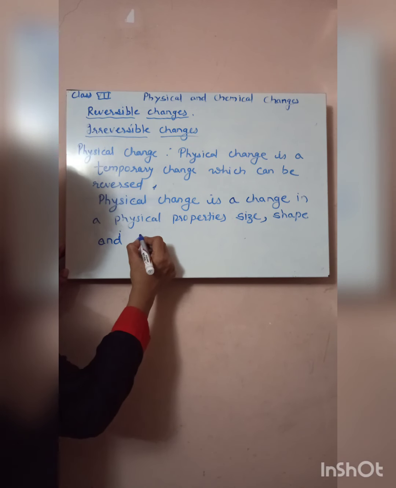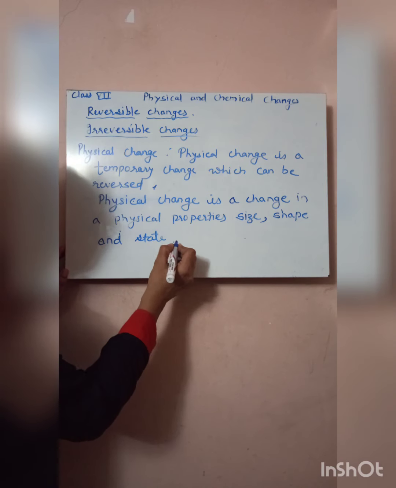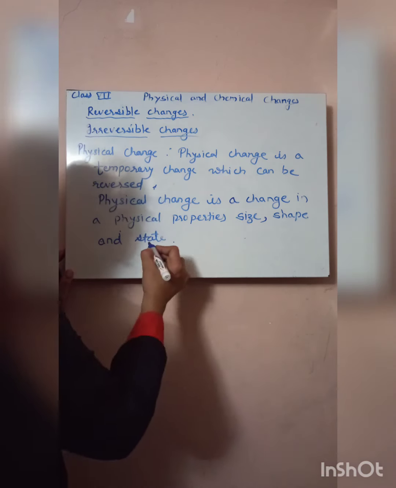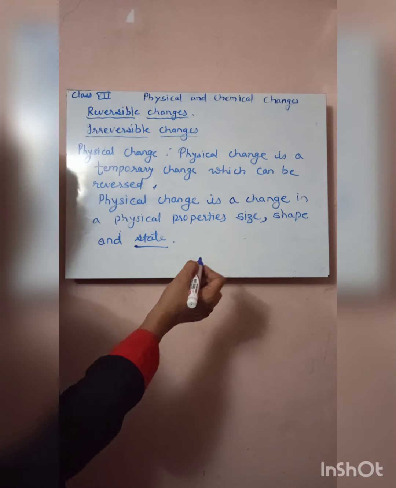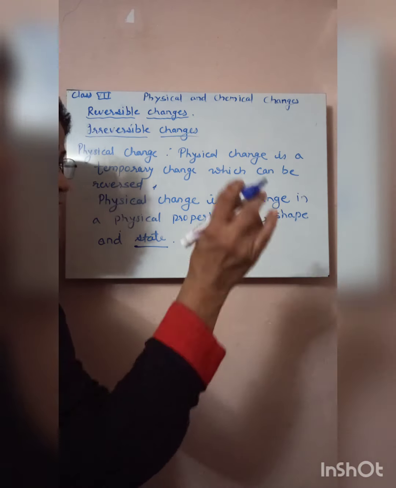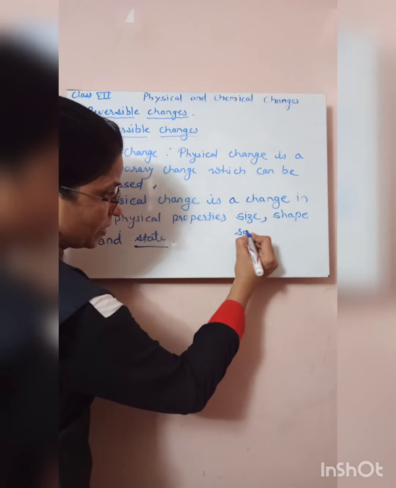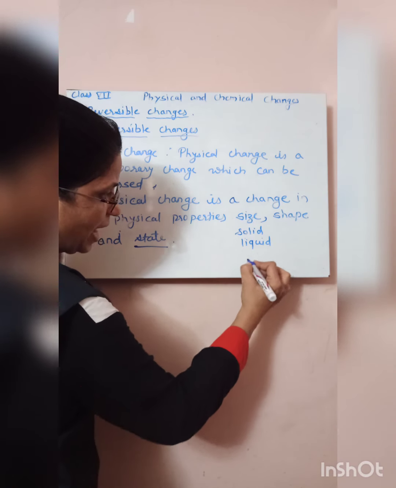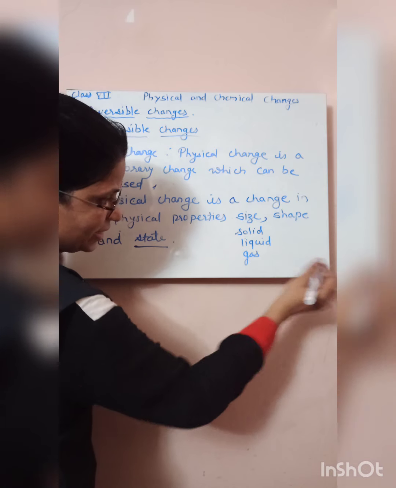and state. What is state? Maharashtra state, Madhya Pradesh, Andhra Pradesh? No. State means, I hope that you know it. State means solid state, three states of matter: solid state, liquid state, and gas state, gaseous state.